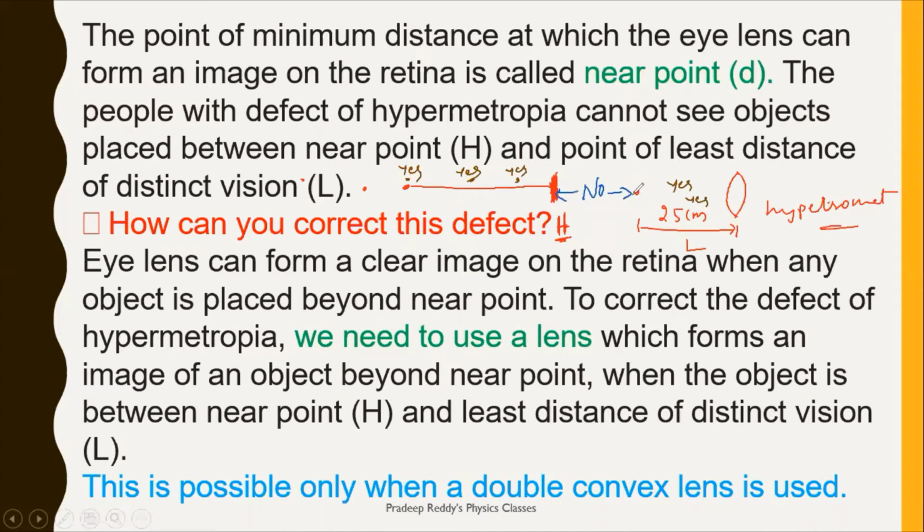That is, in between the least distance of distinct vision and the H value. That means between the near point and the least distance of distinct vision. If the object is in this range, a person with hypermetropia could not clearly see the image, right? So this is a very important thing you should understand.